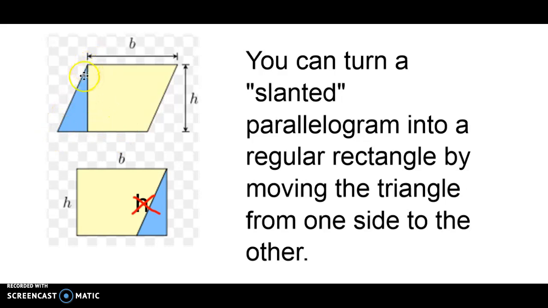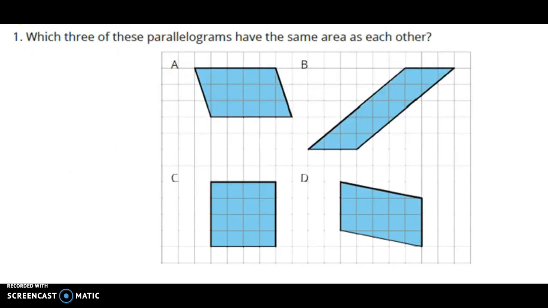If I were to cut out this blue triangle and move it to my other side, I would create just a standard rectangle. And these two shapes, even though they look different, have the exact same area. So notice once again that the height needs to be the straight vertical distance, not the slanted side. So that's why I crossed out that version of the height. We're never going to use that as the height.